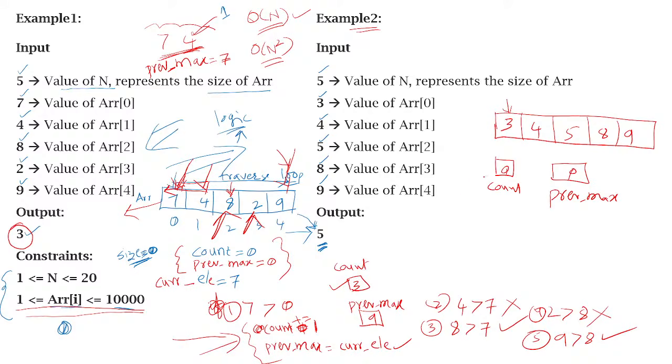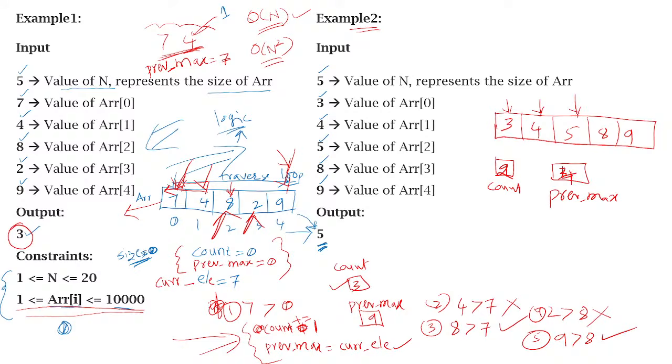First 3. I check whether 3 is greater than previous max 0. Yes. So the count value becomes 1, and previous max becomes 3. Next, process the next element. What is the next element? 4. Is 4 greater than previous max? Yes, so count increases. Count becomes 2, and now 4 becomes the previous max.